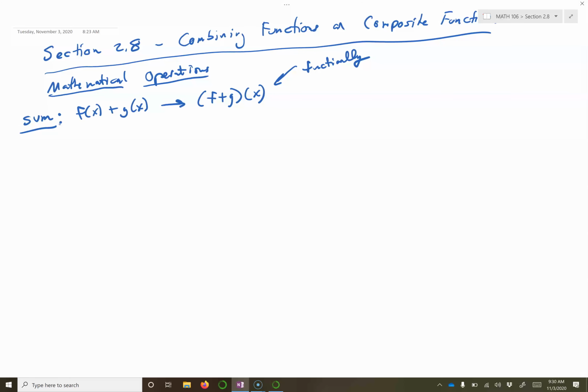That's easy. That's nothing, right? You just literally add whatever f of x and g of x are and simplify. All right, so that's the sum. Next, the difference.